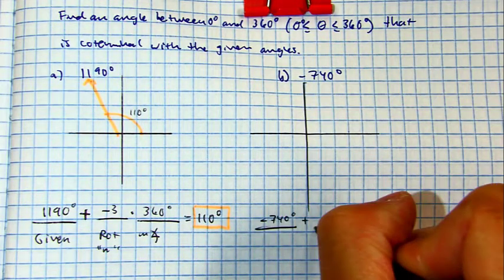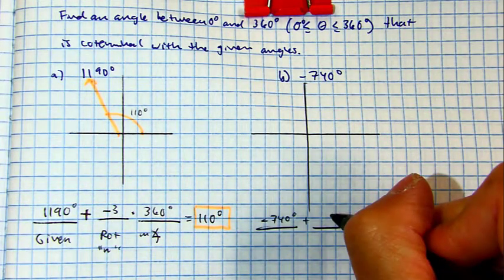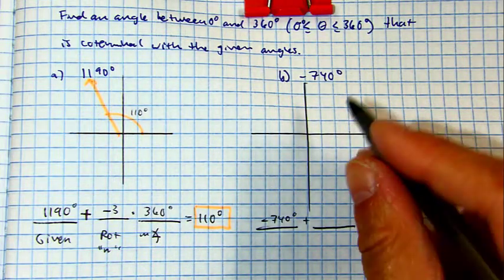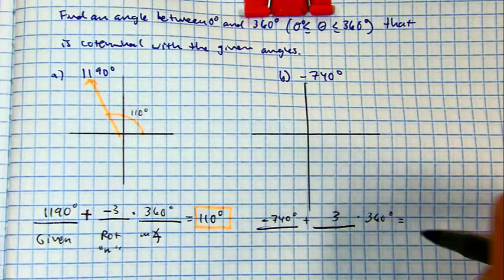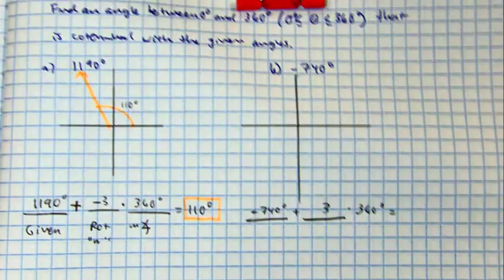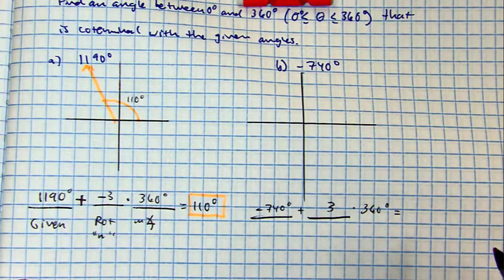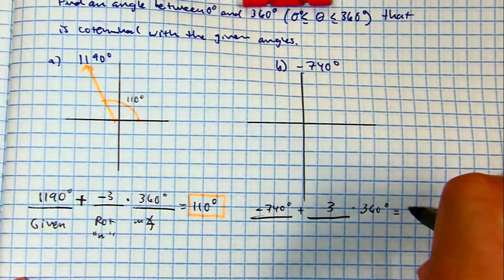How many rotations do you think? But remember, was that enough? So how many rotations now? 3 times 360. You put that in your calculator. 340 degrees.